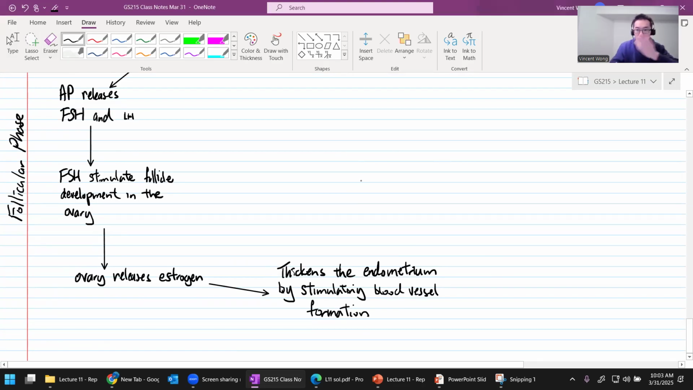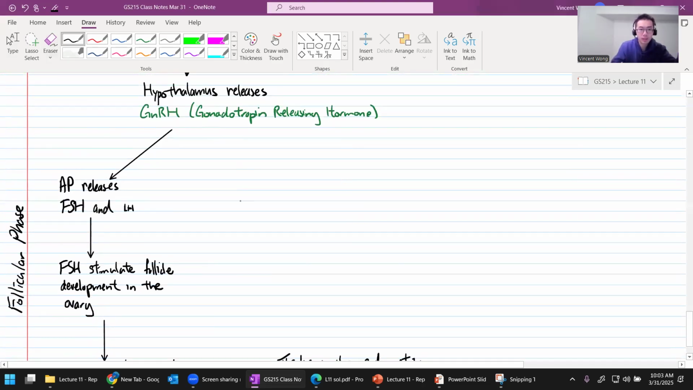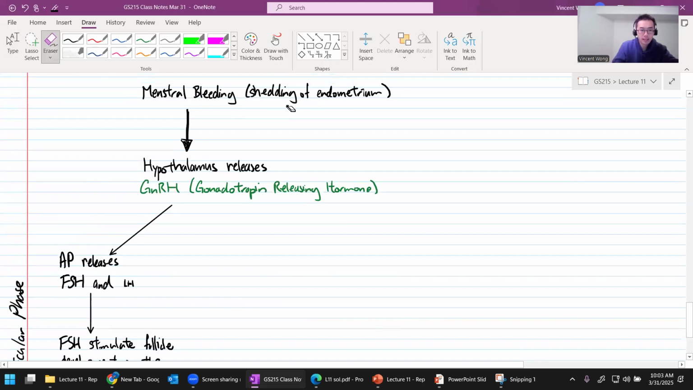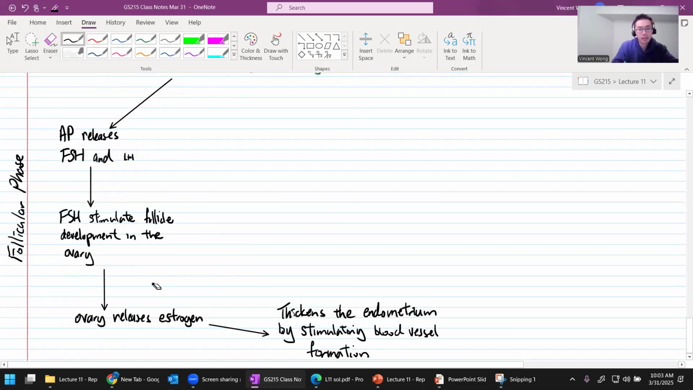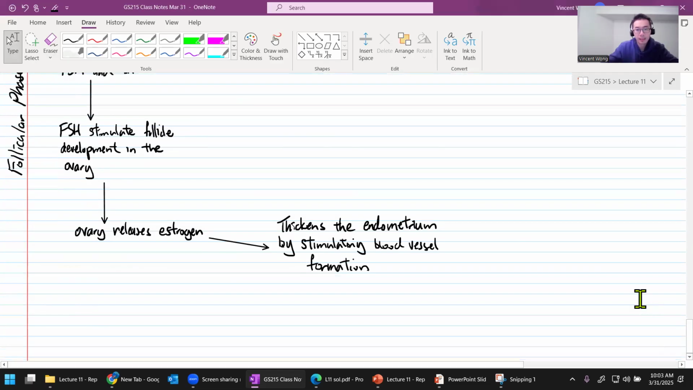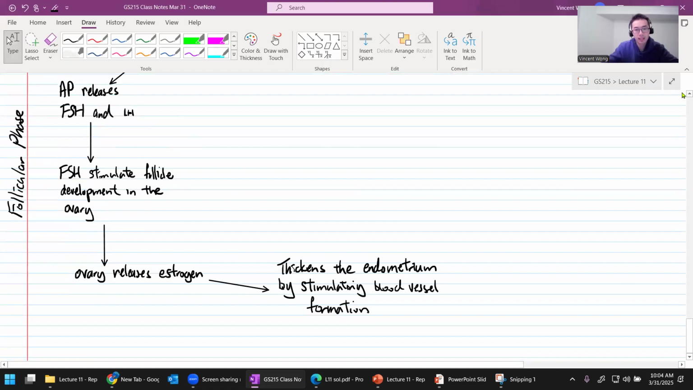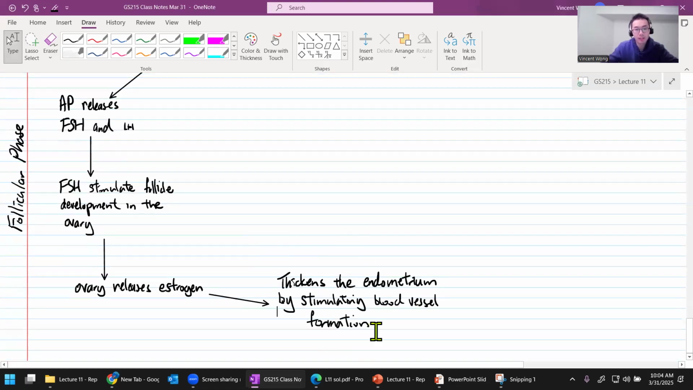And so the blood vessels from the last cycle, they all shed at the beginning of this cycle, and now you're going to form new ones. Okay, in anticipation of pregnancy. In case there is going to be a pregnancy, we need to have all these new blood vessels to help sustain the baby's growth.